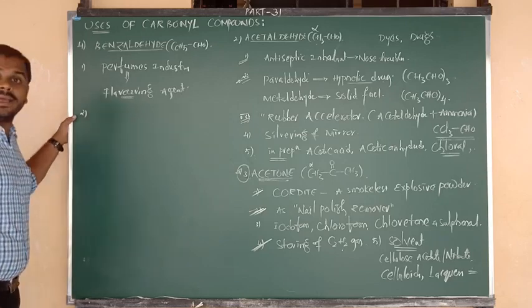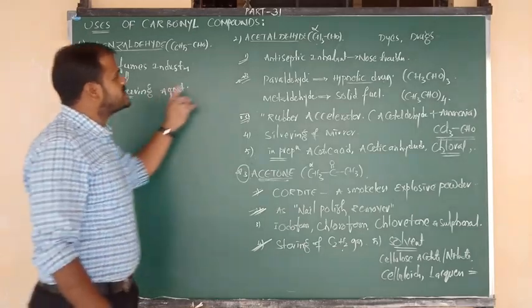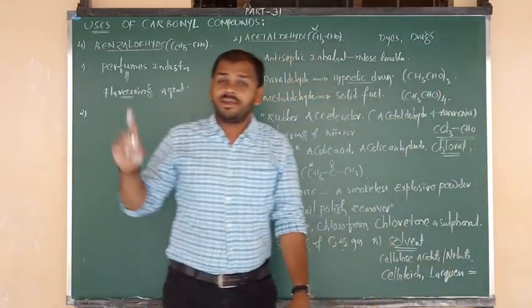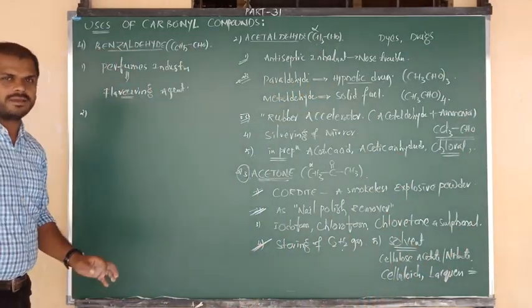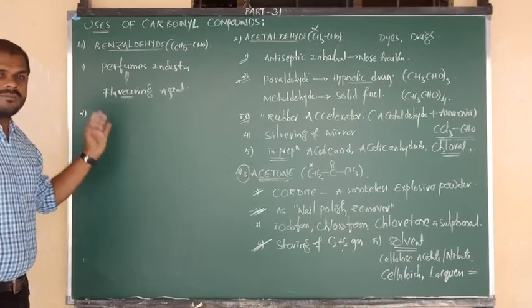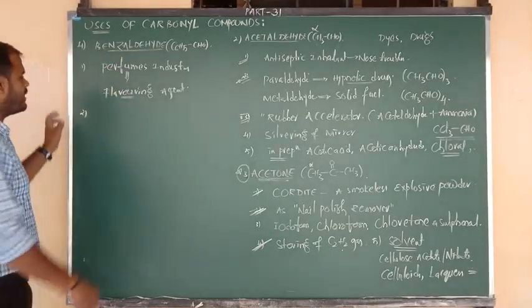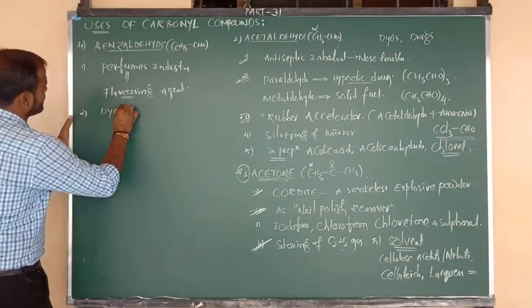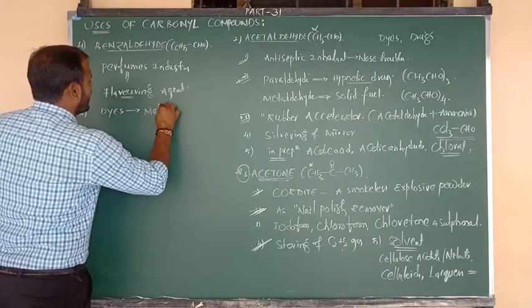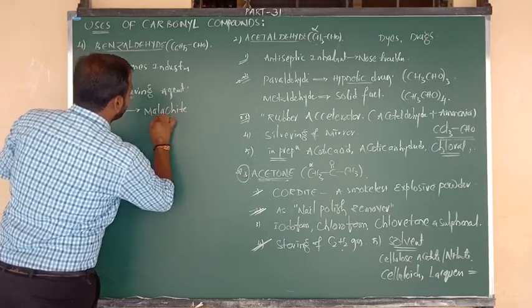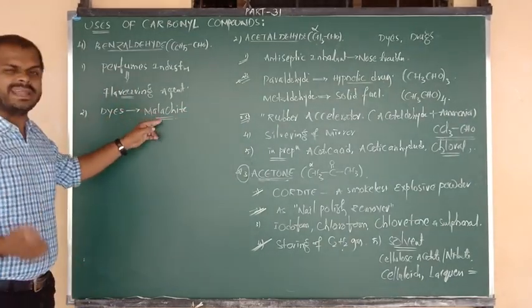Number two is benzaldehyde. It can be used in the manufacturing of dyes. Acetaldehyde we can use to prepare dyes, and formaldehyde I have told you about dyes, and benzaldehyde can also be used in making dyes, but the dyes may be different. For formaldehyde I gave para-rosanilin and indigo dyes, but what about benzaldehyde? Benzaldehyde can be used in the manufacturing of synthetic dyes. One of the synthetic dyes I am going to give you is called malachite.